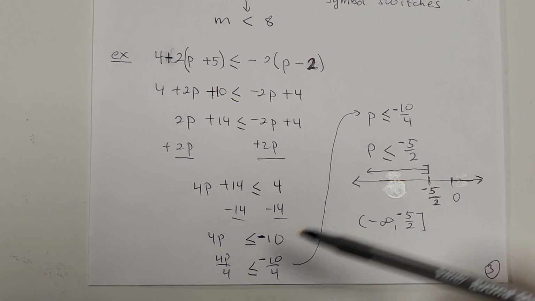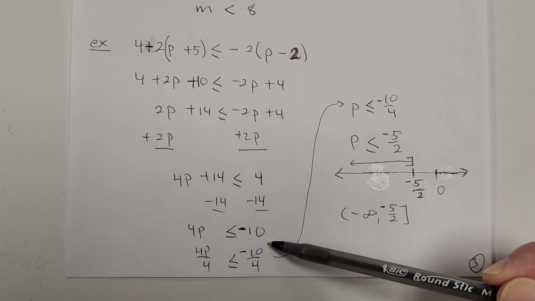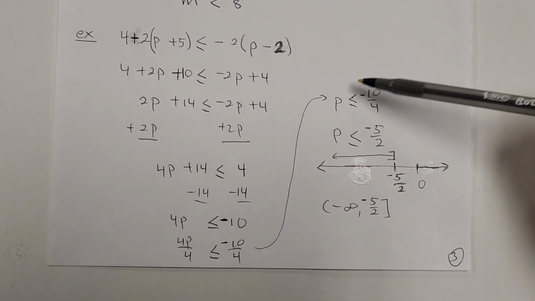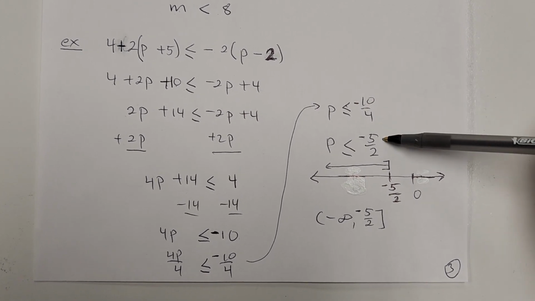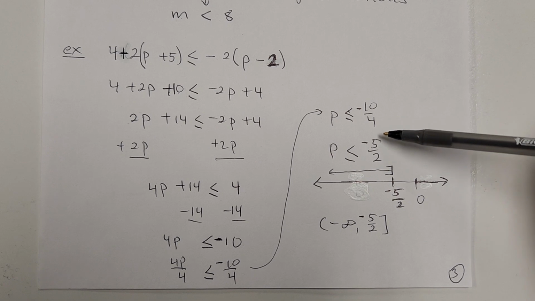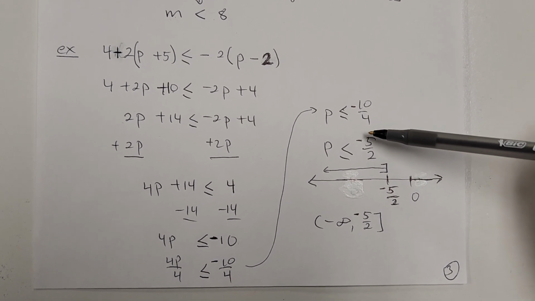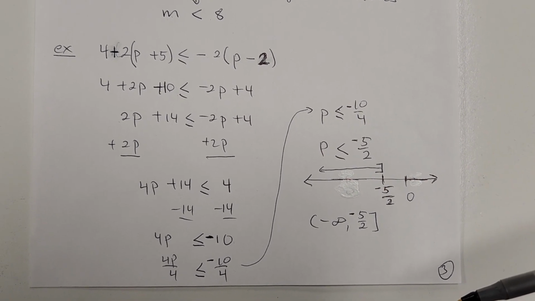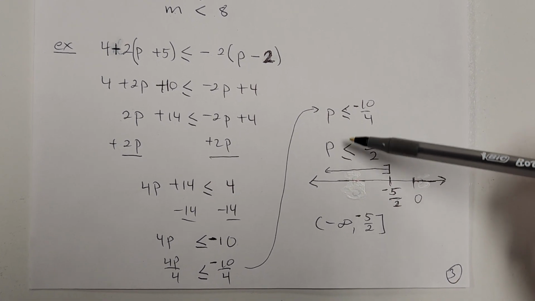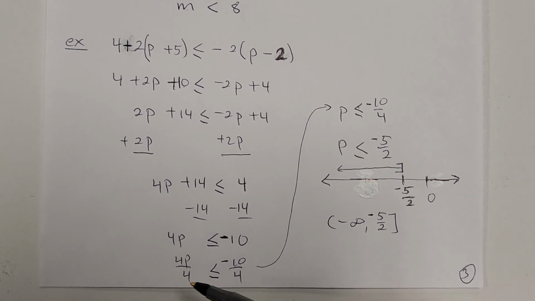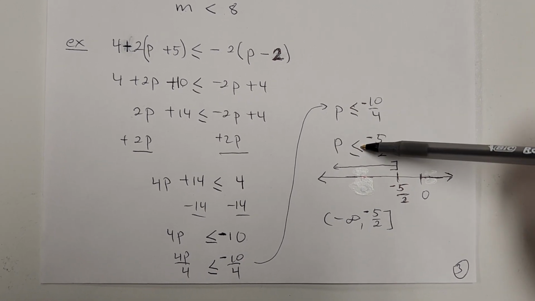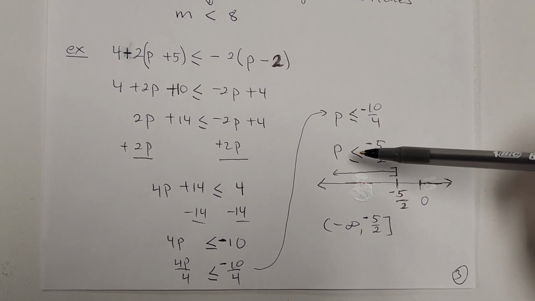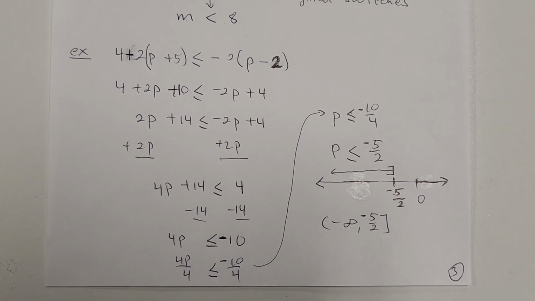So 4 and 4 go away, so I have p is less than or equal to negative 10 over 4, which is what I have over here. If you can reduce, reduce. If you cannot reduce, leave it alone. So 10 over 4 is reduced to 5 over 2. Don't forget the negative. Again, why is this symbol not switched? Because we are dividing by a positive. The only time this symbol switches is if we divide or multiply by a negative.